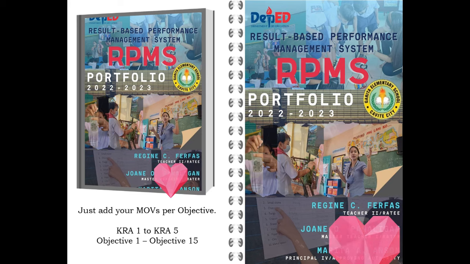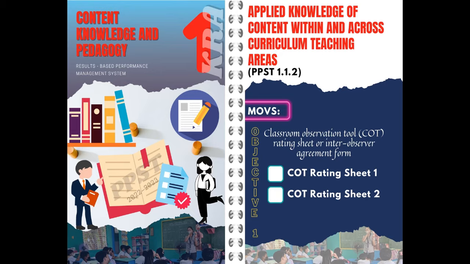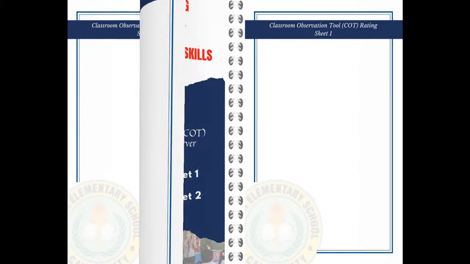So here is my RPMS portfolio for this school year 2022-2023. Here, attach your COT rating sheet for 3rd quarter and the other sheet is your COT rating sheet for 4th quarter as your MOV or means of verification for Objective 1.